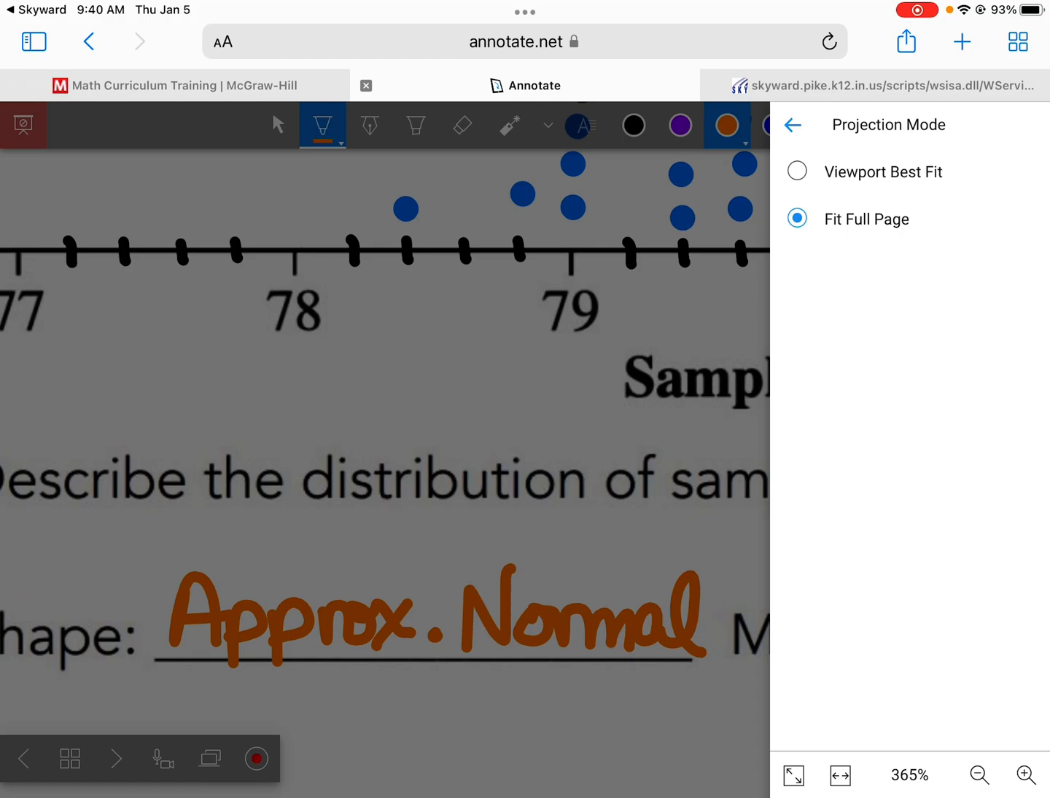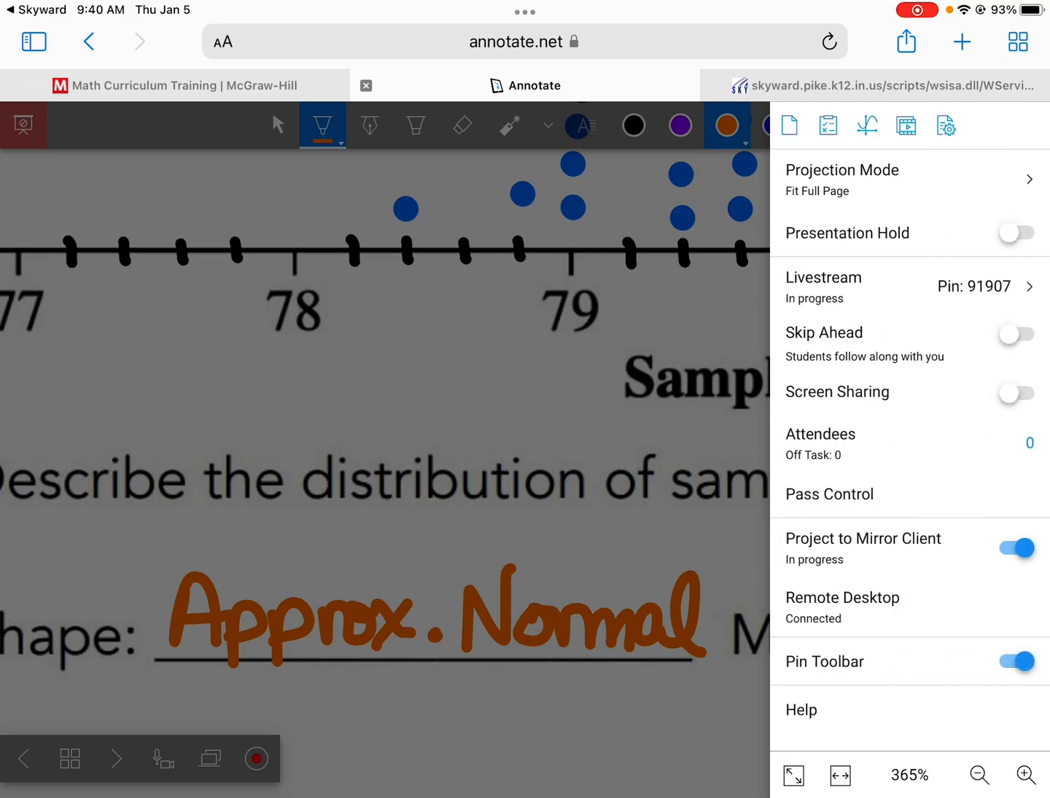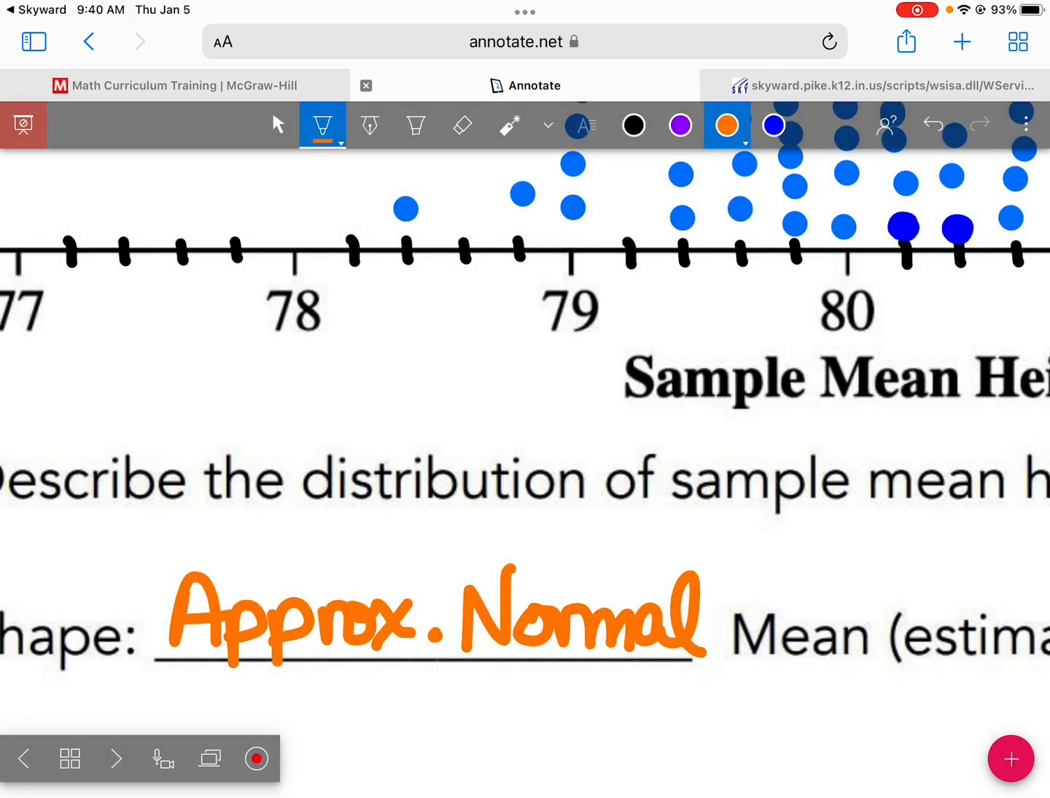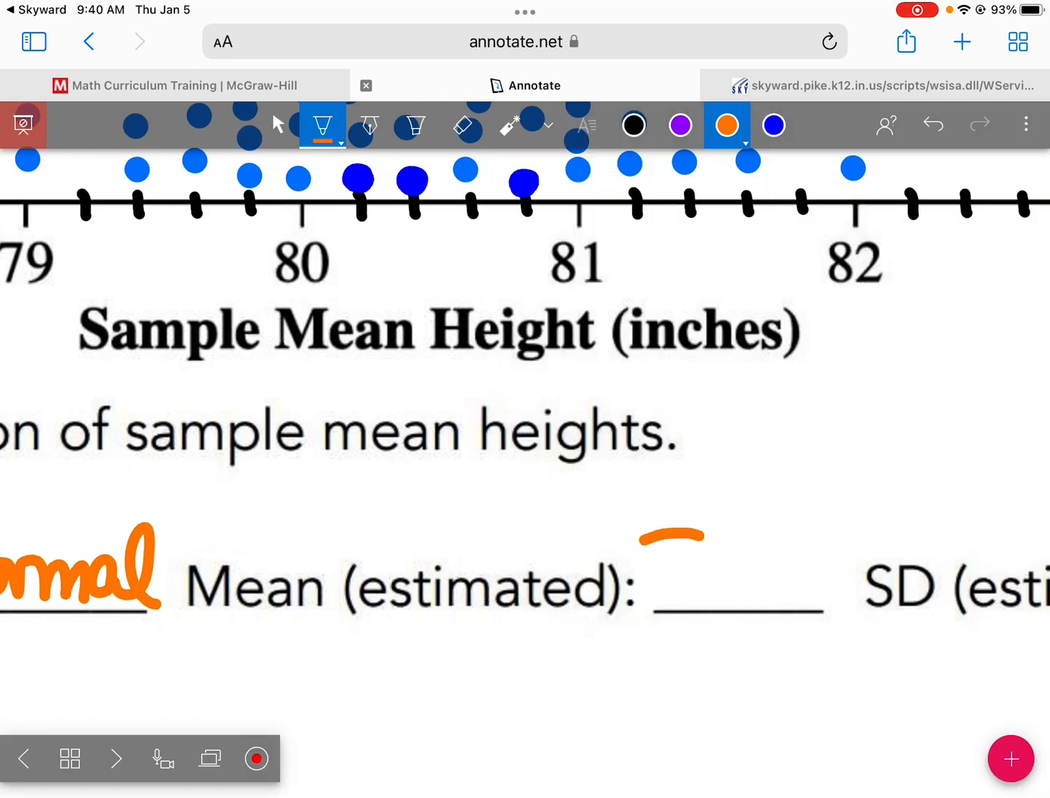If I asked you to estimate the mean, where would we estimate our mean at? 80.4? Sounds good.